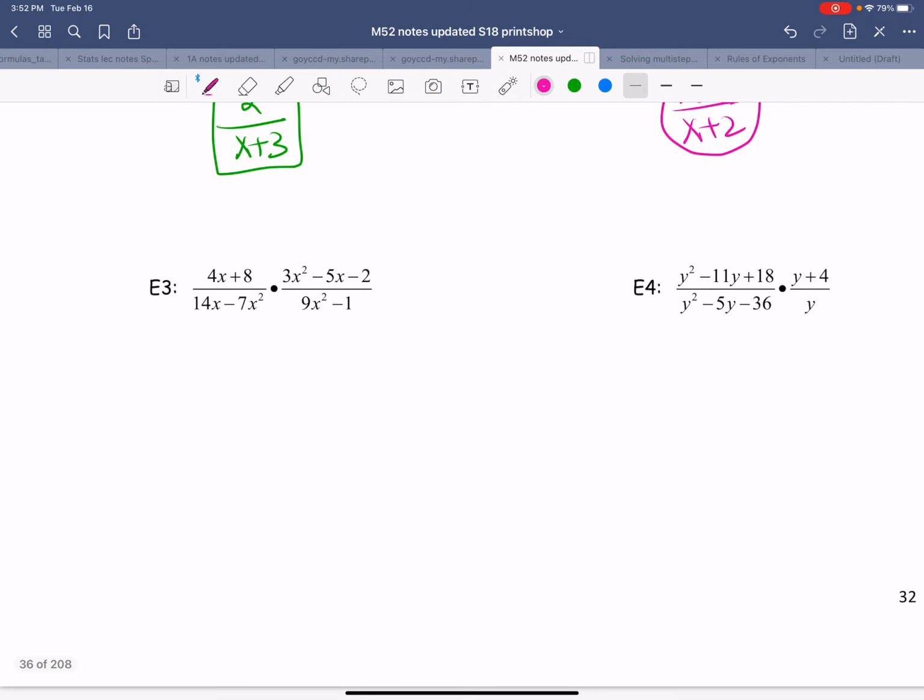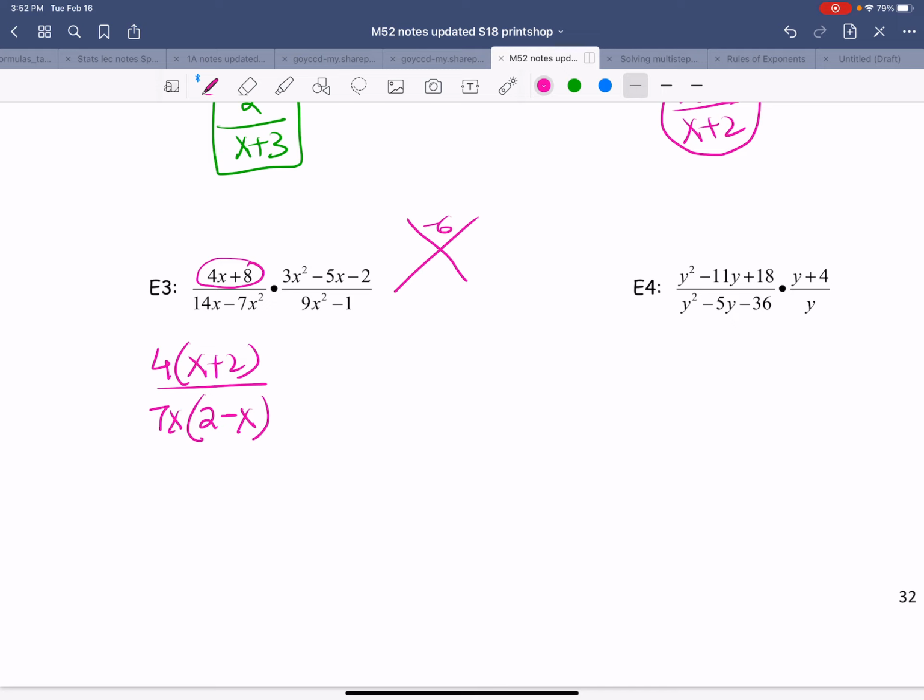All right, example number 3: 4x plus 8 over 14x minus 7x squared, times 3x squared minus 5x minus 2 over 9x squared minus 1. Let's go ahead and factor every single expression. Looks like in 4x plus 8, I can pull out a GCF. In 14x minus 7x squared, 7x is the GCF, which would be 2 minus x, I believe. Yeah, 2 minus x. And 3x squared minus 5x minus 2.